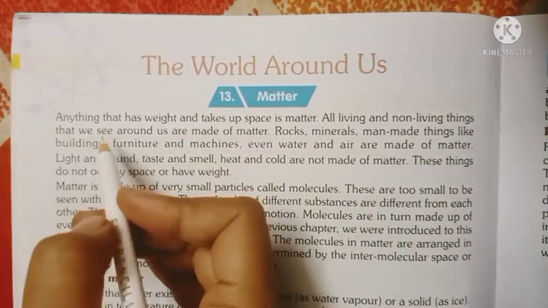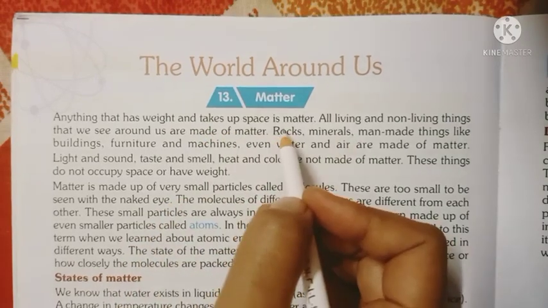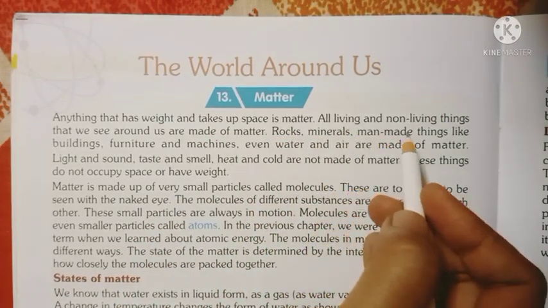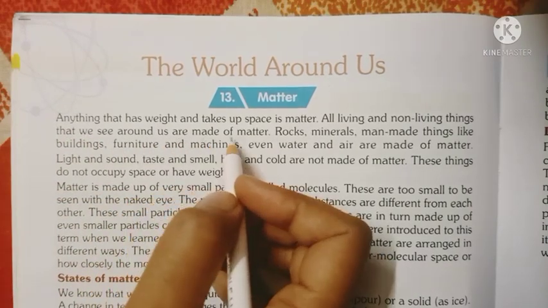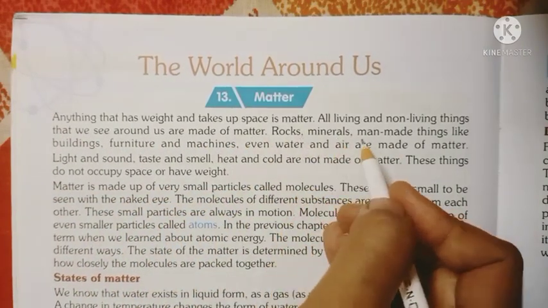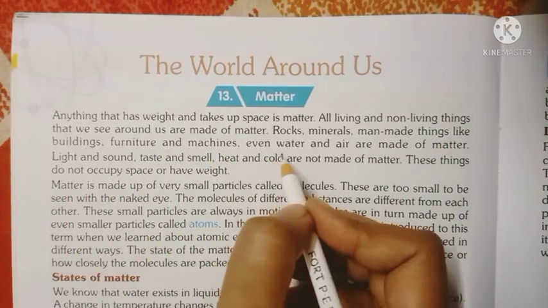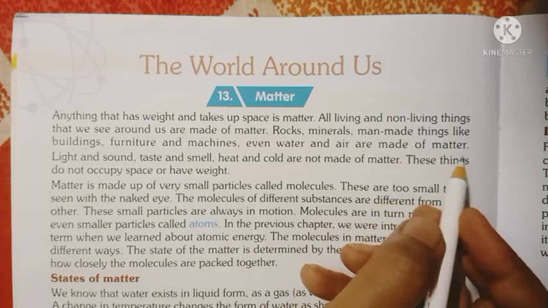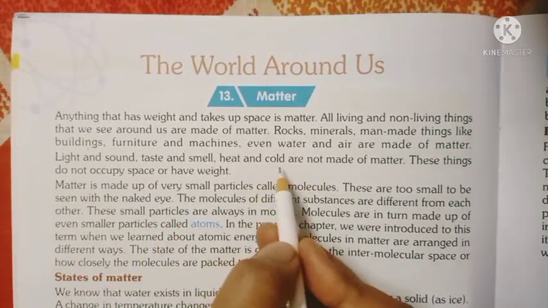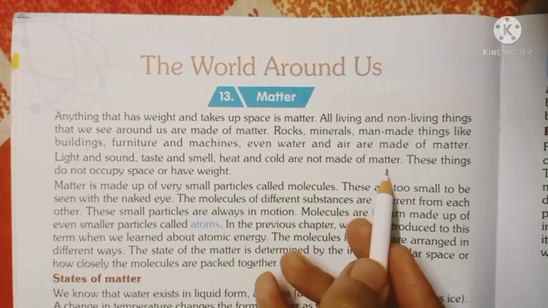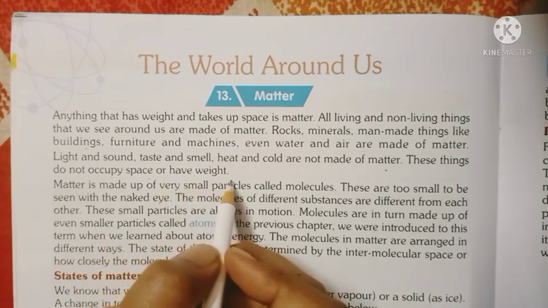Let us read. Anything that has weight and takes up space is matter. All living and non-living things that we see around us are made of matter. Rocks, minerals, and man-made things like buildings, furniture and machines. Even water and air are made of matter. Light and sound, taste and smell, heat and cold are not made of matter. These things do not occupy space or have weight.